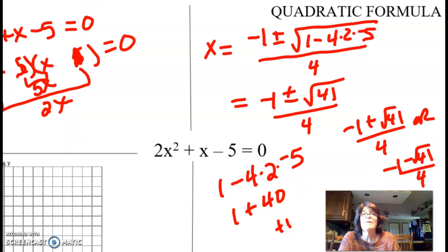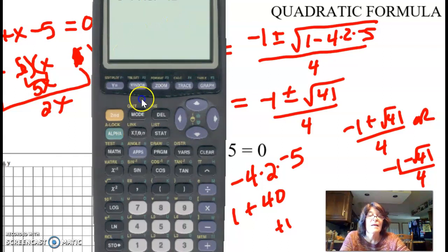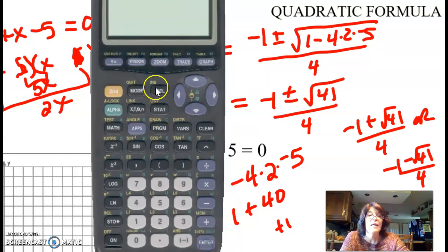Well, if I want to see where they are on my graph, I would like to have a decimal approximation of what that is. So I'm going to figure that out on my calculator. Go ahead on your calculator and type that in. Be careful, guys. Don't just type negative 1 plus the square root of 41 over 4, because we want the negative 1 to also be divided by 4. The way I typed it in my calculator, it's only going to divide the square root of 41 by 4.